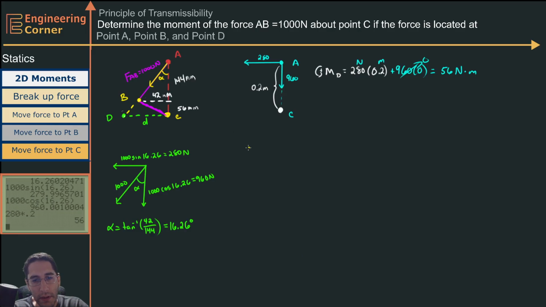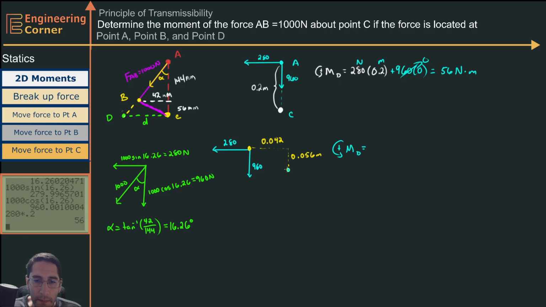Okay, so point B, here's B, here's C. These are my distances, so this is 42 millimeters or 0.042 meters. This is 0.056 meters. Okay, and then we have this force, that's 280. We have this force that is 960. So now we're just going to do the exact same thing. We're going to rotate counterclockwise. We're going to say the moment at D is going to be equal to what?